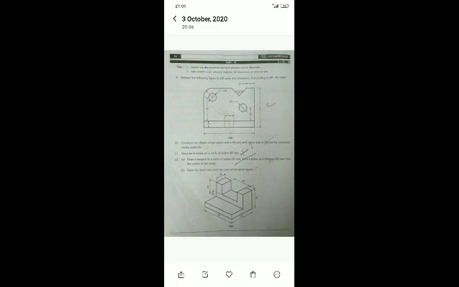In this model paper you cannot see an arrow from here or else here. So if in the question paper you did not get any arrow from here or else here, you can consider any of the sides, but you have to mark it. This is the front side and top side.